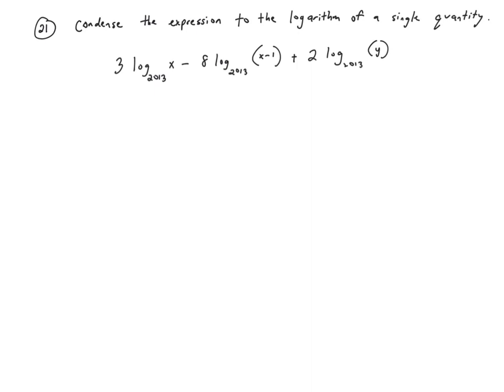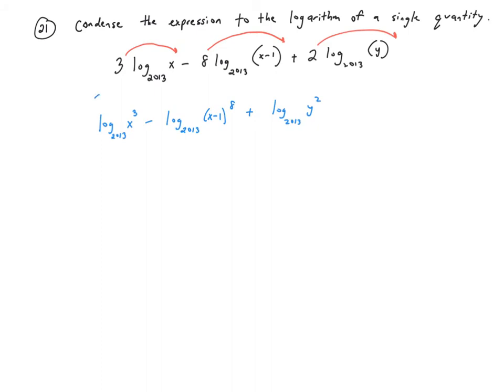Number 21. Condense the expression to a logarithm of a single quantity. Step 1. We have to put the exponents back where they belong. Here we're using the reverse slide rule. So we will get the log base 2013 of x cubed minus log base 2013 of x minus 1 to the 8th plus the log base 2013 of y squared.